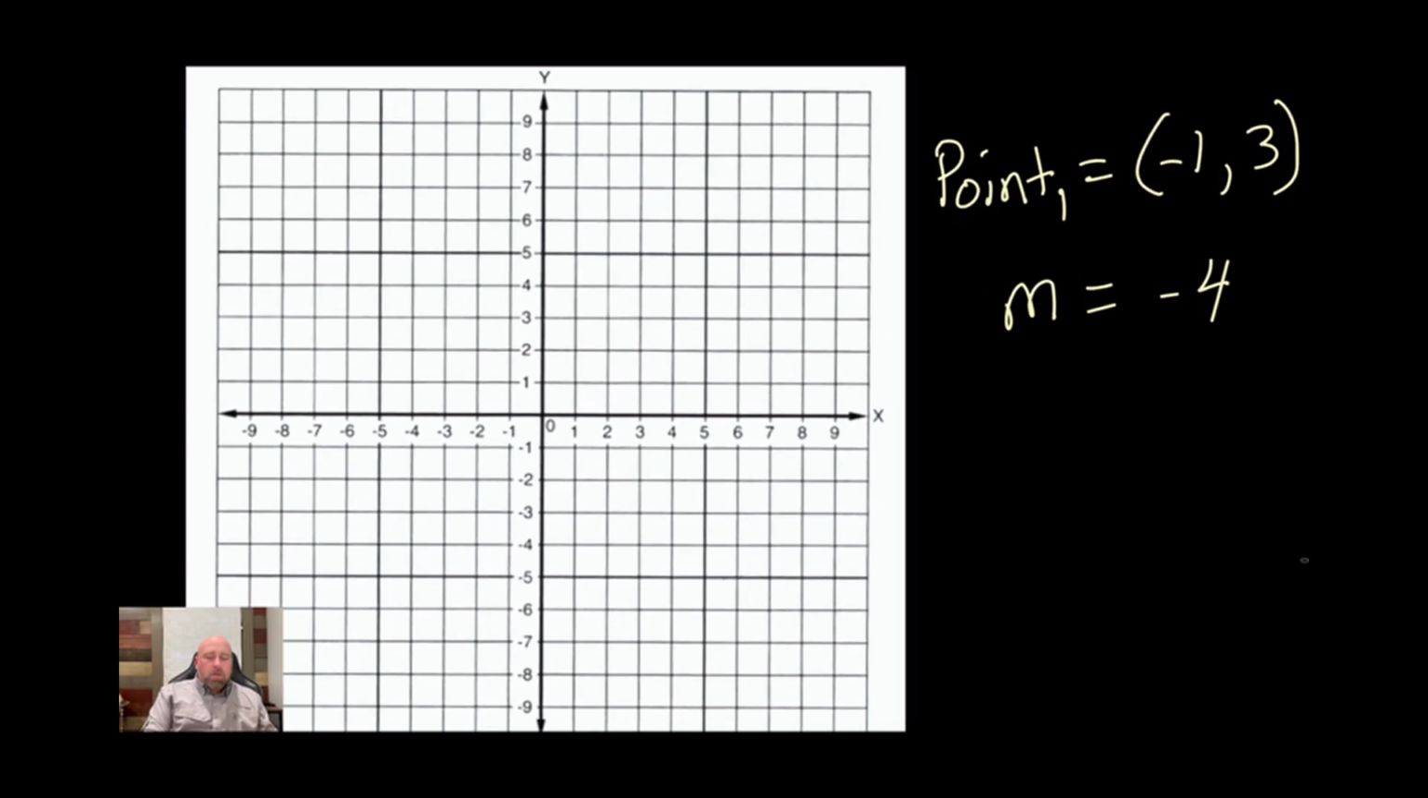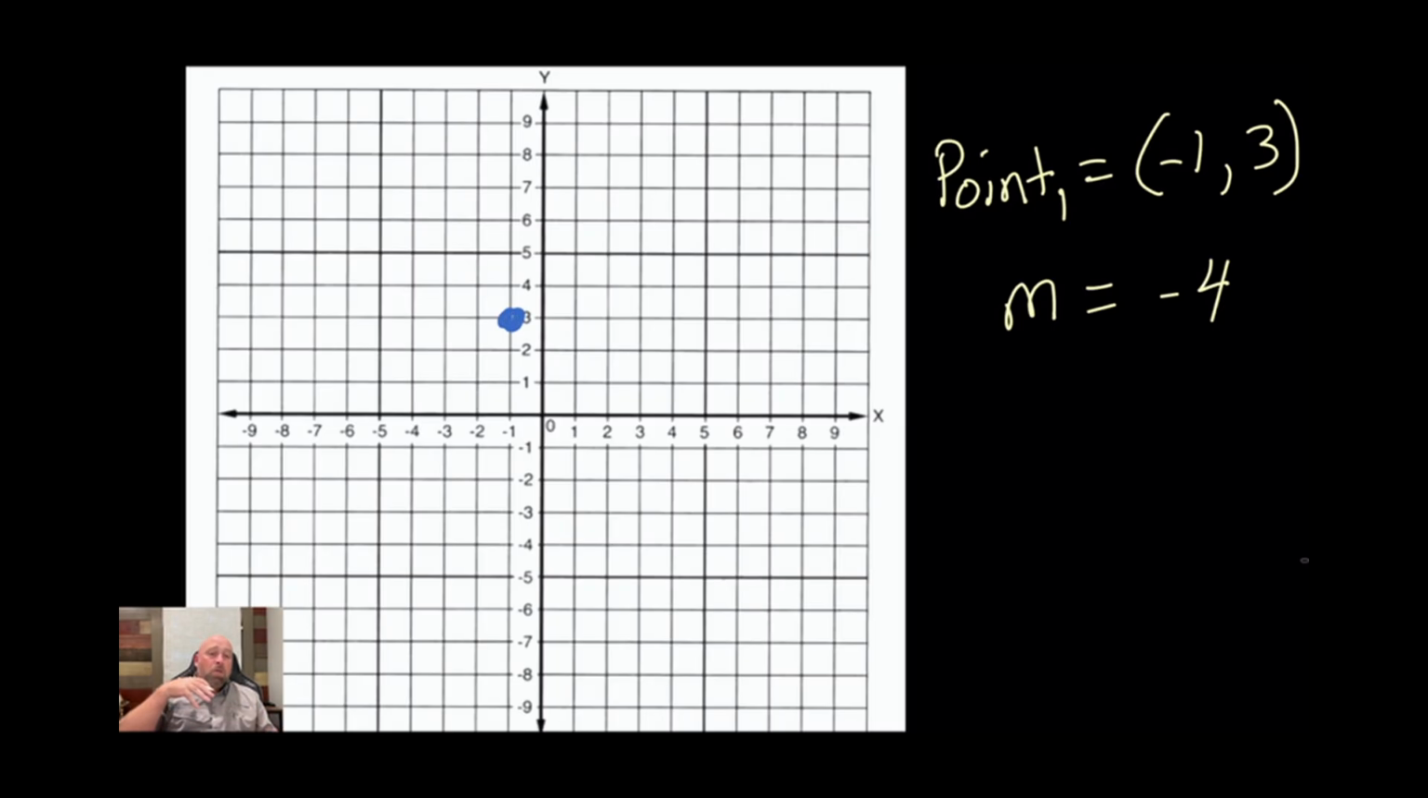So our point is -1, 3. So let's go ahead and put that on there. So -1, so we're going to the left. So if we always start at 0, right? So -1, and then we're going up 3. So we went backwards, and now we're going up 1, 2, 3. So that's where our point's going to be right here. Okay. So there's our -1, 3 point.